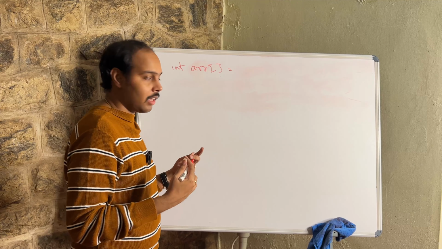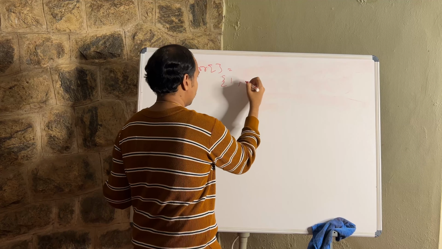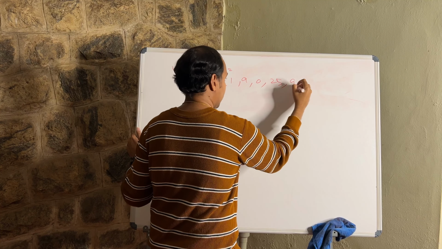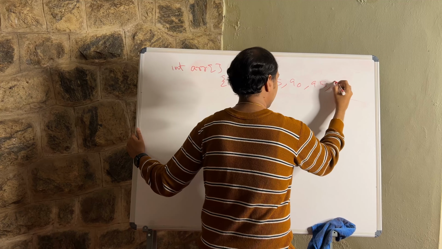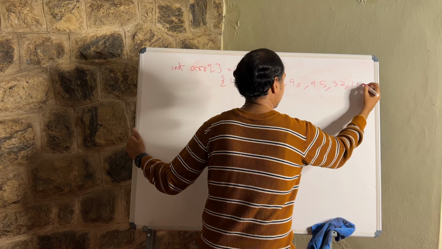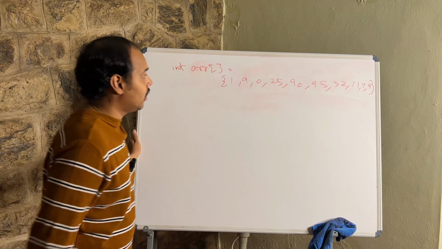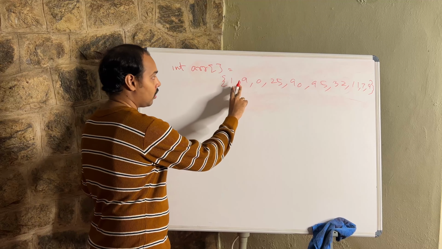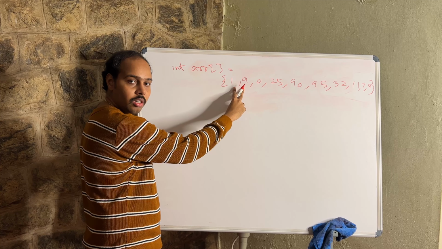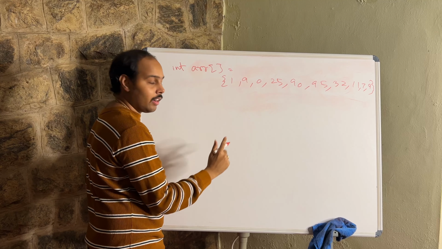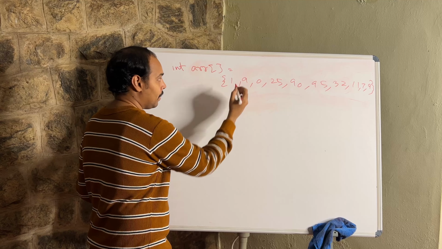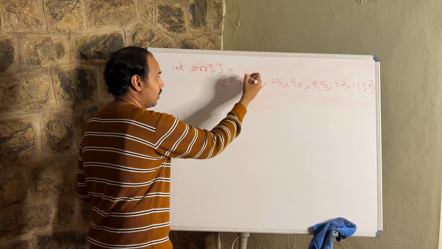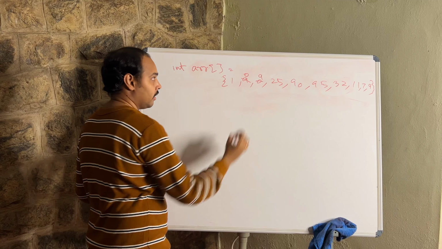I will consider an array 1, 9, 0, 25, 90, 95, 32, 11, 7 and 9. So this is the array and we are going to do the first iteration. We are going to check if it is in the right order. If not, swap. So is 1 less than 9? True. So we don't swap it. Is 9 less than 0? No, we swap it. Instead of 9, we put 0 here, 9 here.